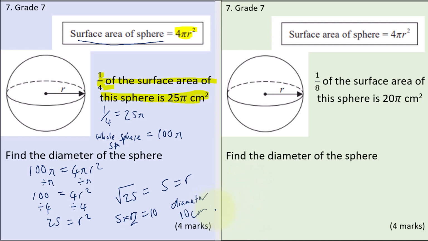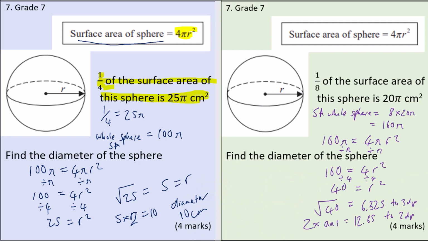Now pause the video and give the next question a go yourself. And here is the answer. The diameter is going to be 12.65. Well done if you got there. Now remember, for this section you can just divide out by 4 pi in one step to jump to 40 equals r squared, but I'm just showing you each step at a time.